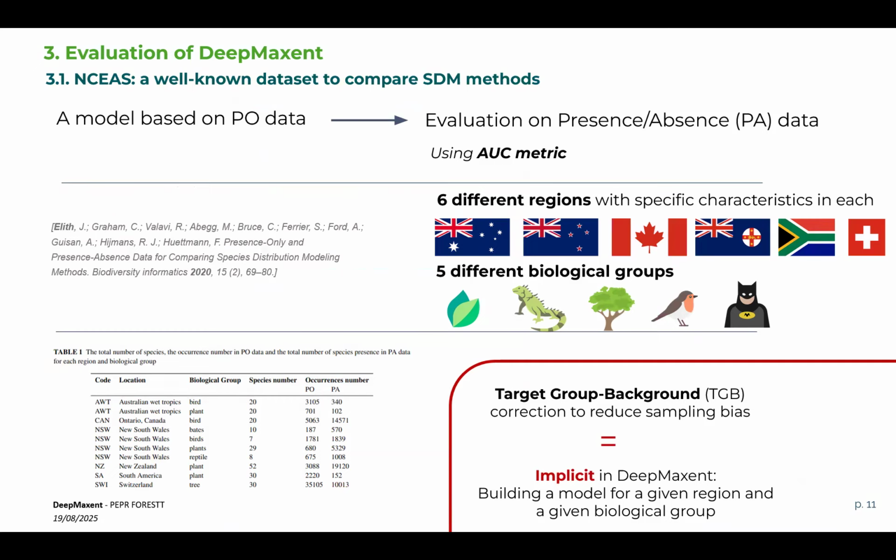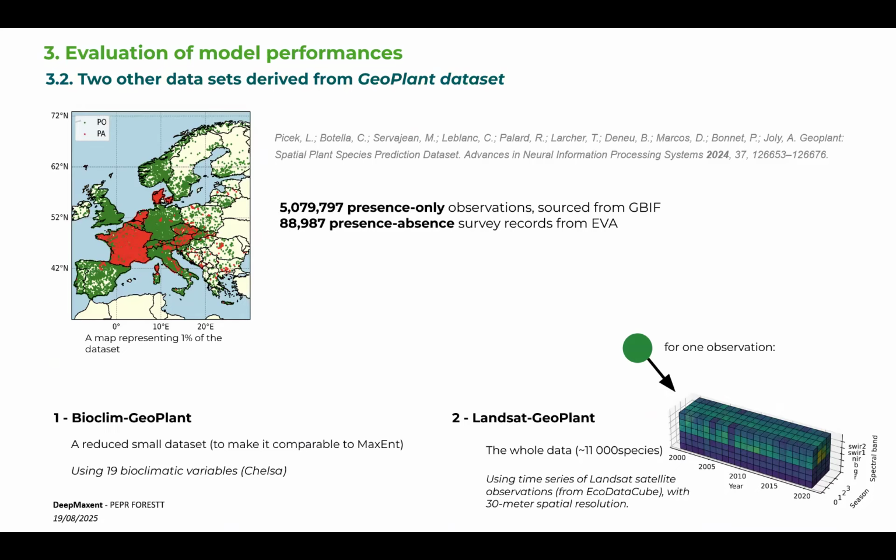We then tested DeepMaxent on 2 different cases of large-scale datasets. The first one called BioClim GeoPlant, which is a reduced version of GeoPlant in order to compare with Maxent. And another big dataset, where we use the whole dataset with 11,000 species using Landsat time series formatted into a cube, the data cubes. It's impossible to launch Maxent on this last use case.